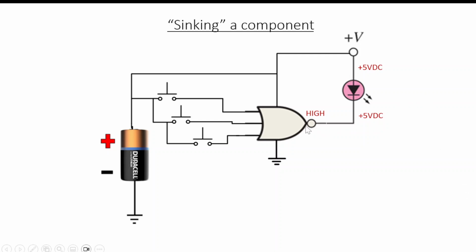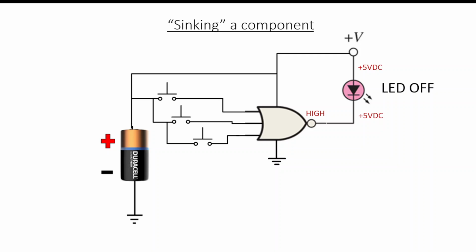Right now, I have a high signal on the output side of my NOR gate. And what that means is that high is here, but look what happens now. I've got a high on the bottom and a high on the top of that LED. Now it means that the potential difference across that load is actually 0 because I have 5 volts here and 5 volts here.